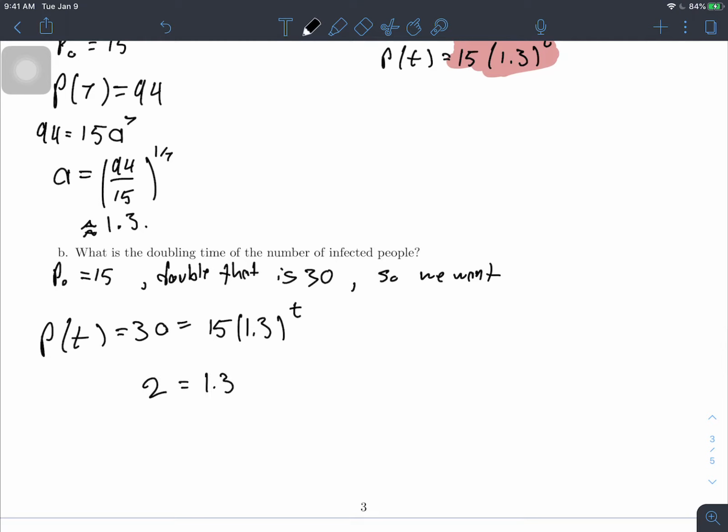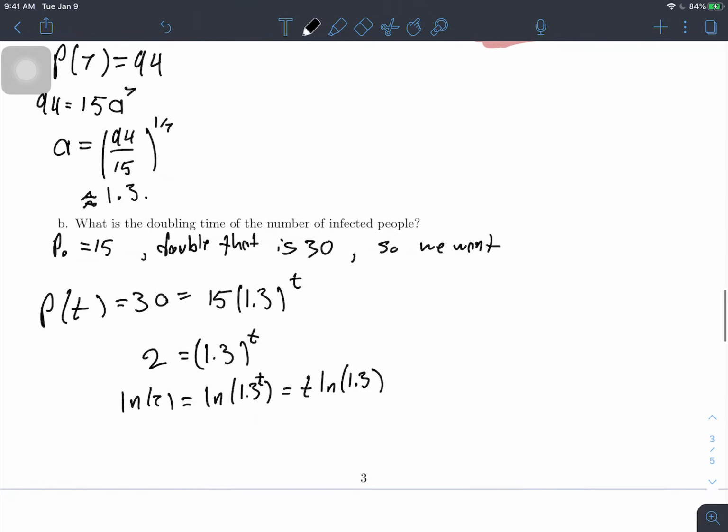My unknown is in the exponent, so that tells me I need to apply a logarithm. We get ln of 2 equals ln of 1.3 to the power t, equals t times ln of 1.3. Divide both sides by ln of 1.3. We get t is equal to ln of 2 divided by ln of 1.3. And that's equal to 2.641... days.